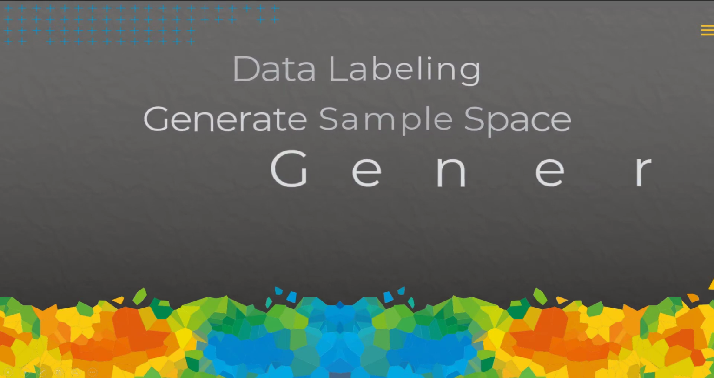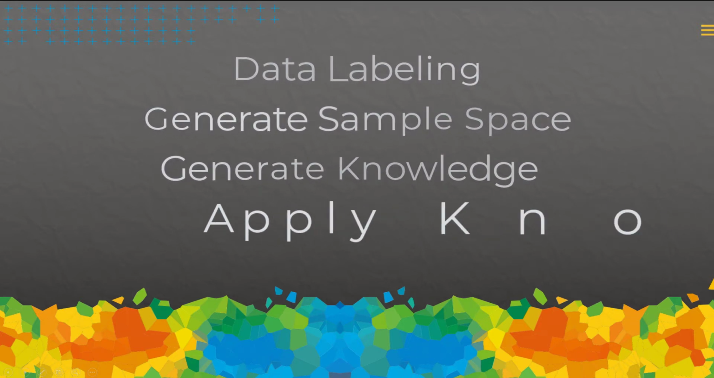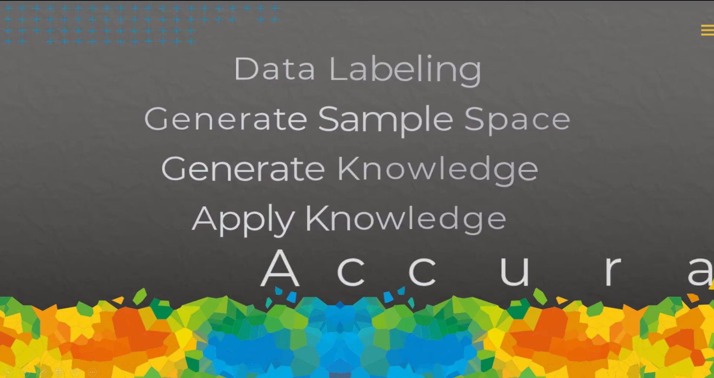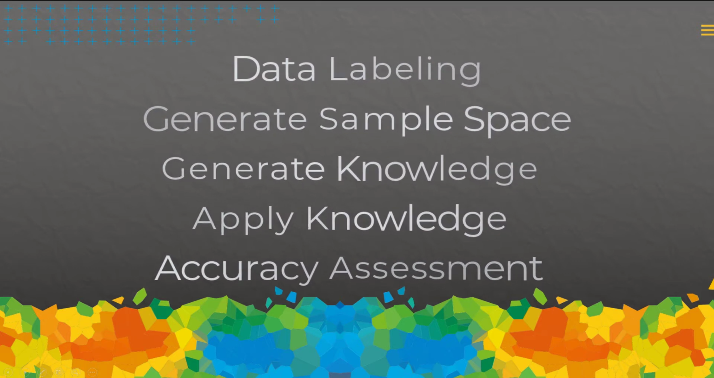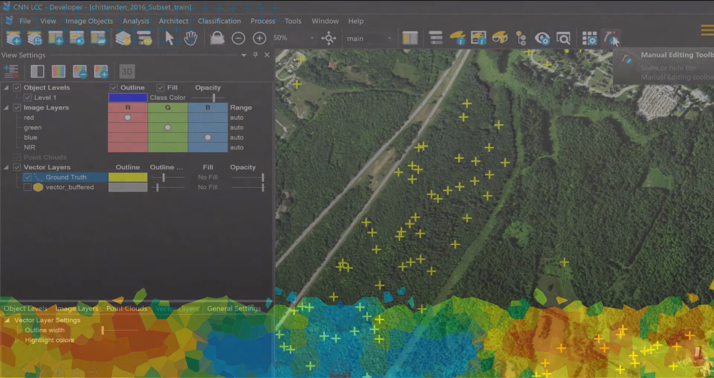So we're going to create a sample space. We're going to generate knowledge. So we're going to create a model, train the model, apply knowledge. We're going to apply the model, and then you can do an accuracy assessment. We will train and apply on two different subsets of a scene. We do highly recommend, actually, if you create labels and samples, do it across multiple scenes so you have a certain variation in your samples.